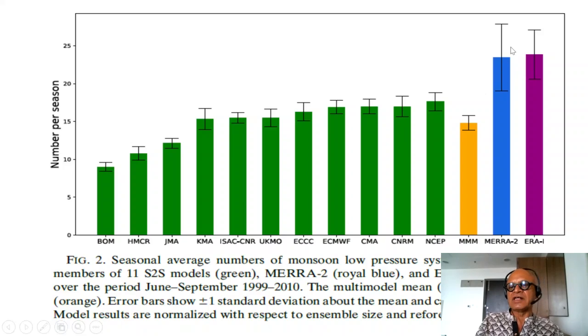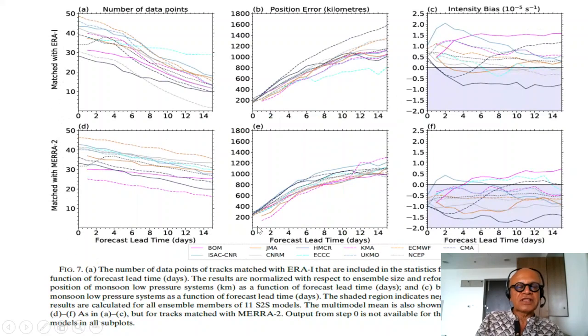It doesn't mean the reanalyses are right or wrong, but these are data-simulated products, so you can trust them more, and we know more about the model biases as well. Looking at the number of data points where tracks matched with ERA, here ERA and MERRA are used for forecast skill estimates for the different models. I won't go through which model is which, but it gives an idea of how models do.